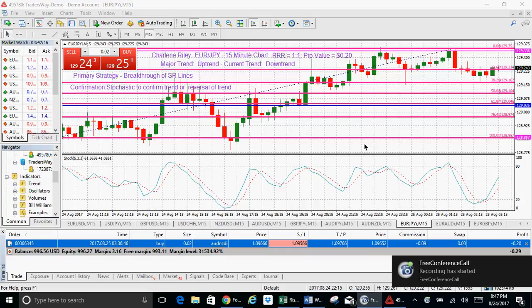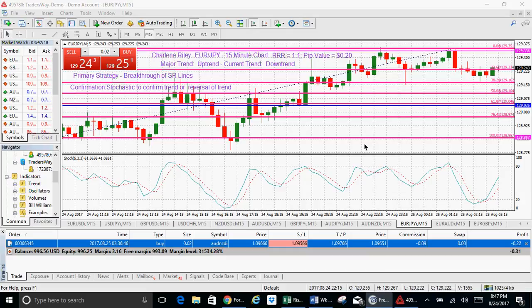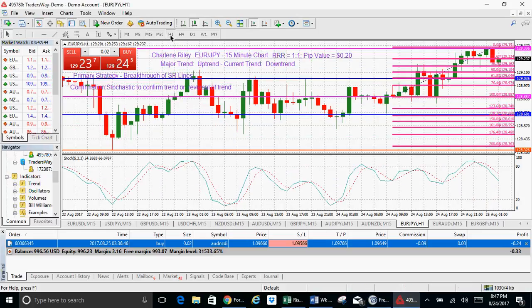So for the Euro JPY, again, my trade setup is looking for the break above the 129.234, and I see that the stochastic is above 50 and rising. So now check over here, and I see that the stochastic is also rising.